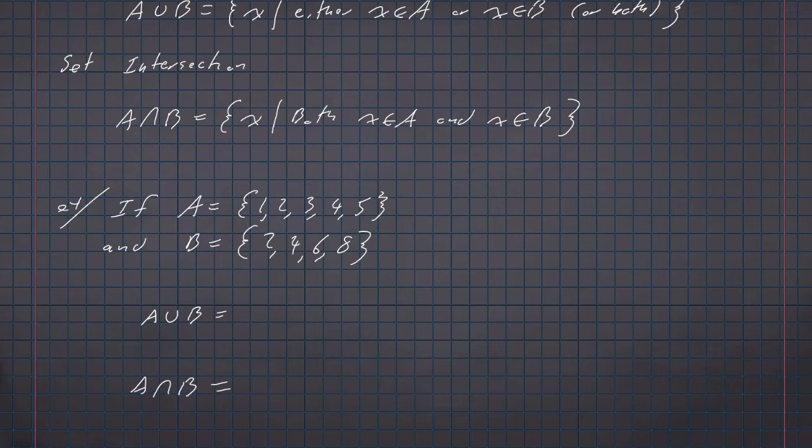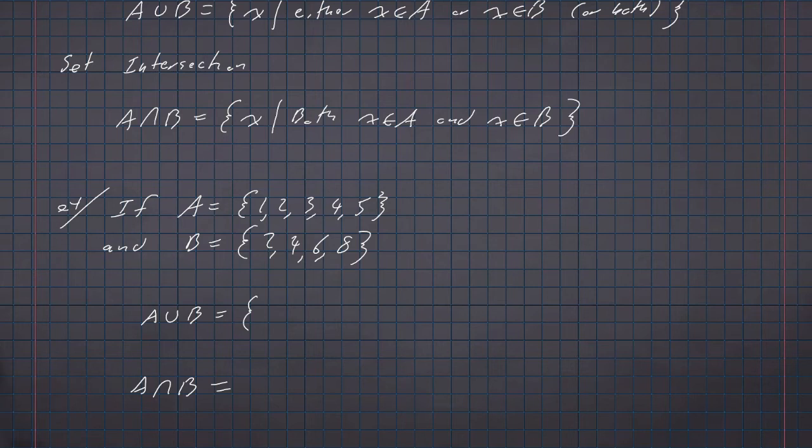All right. Quick warm-up just to make sure that you're familiar with those ideas and you remember this idea of union and intersection. If we have set A, which has the elements 1, 2, 3, 4, and 5, and we have set B, which has the elements 2, 4, 6, and 8, then the union of these two things, A union B, is anything that is either in A or in B or both.